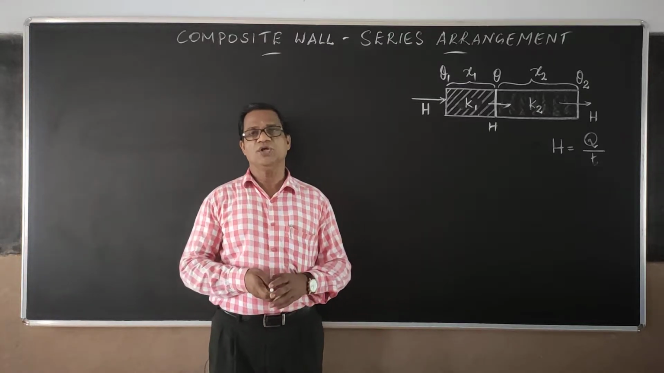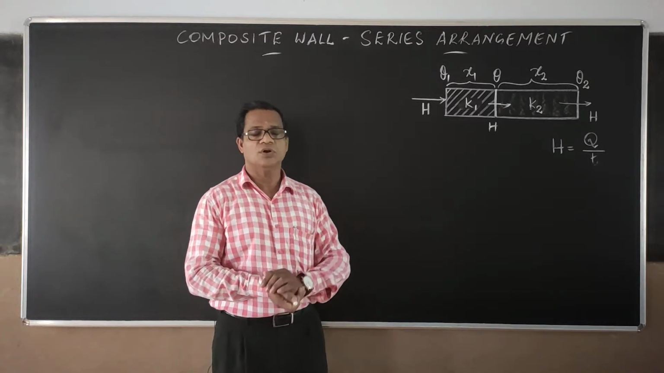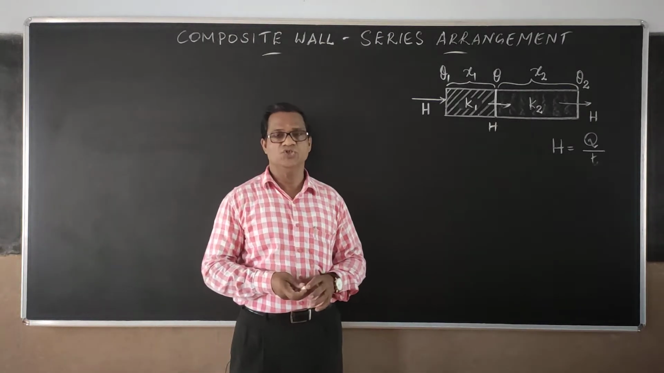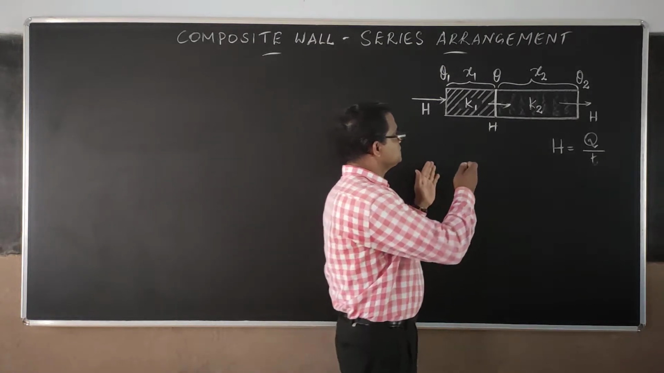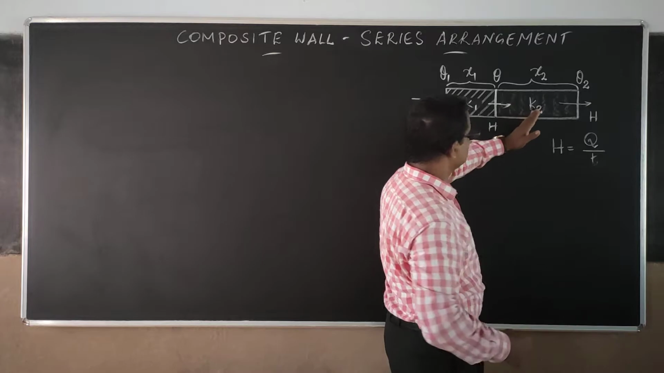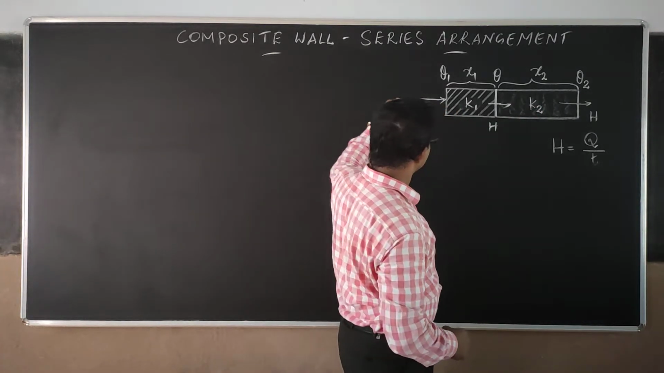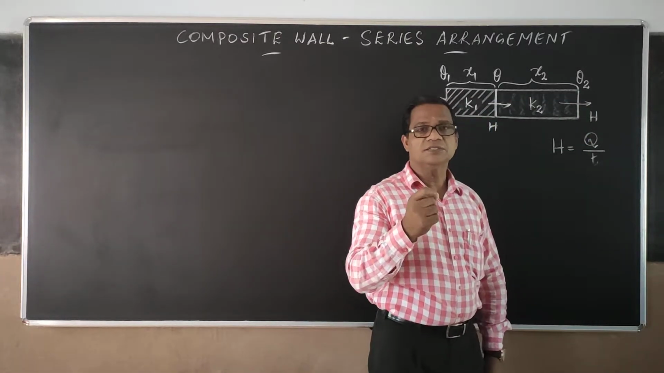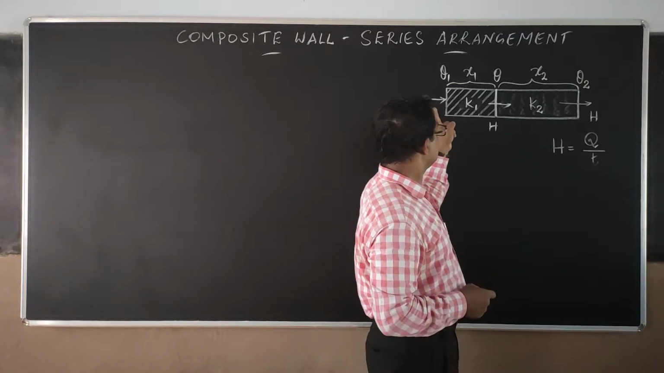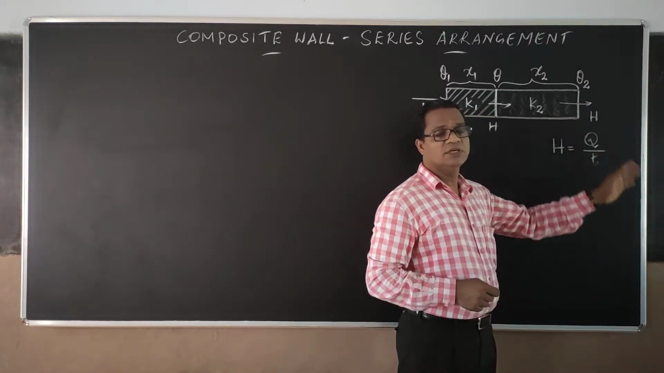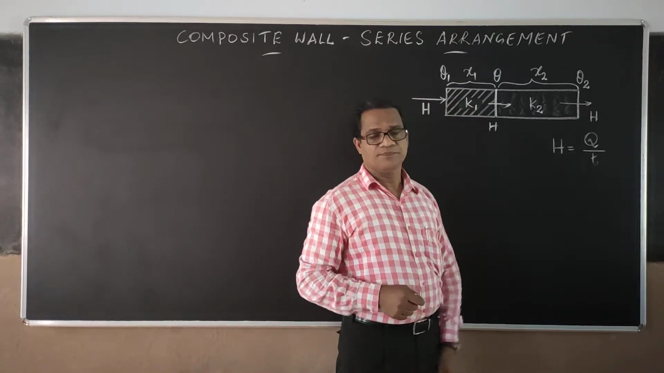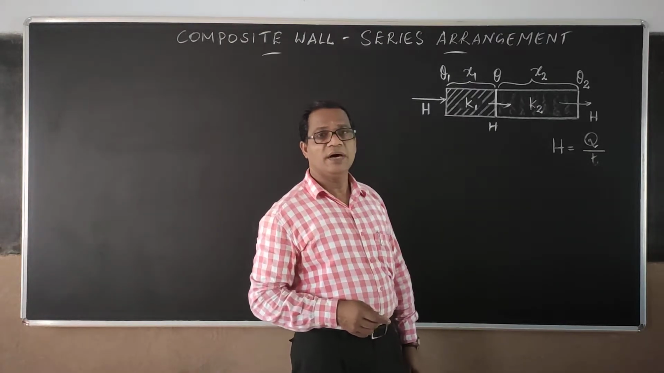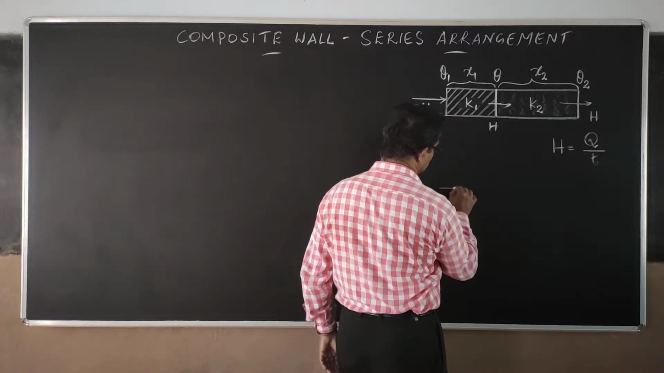Now in this small video we discuss the combination of slabs, or what you say, the composite wall arrangement. If two connecting slabs are connected like this, and the heat energy is flowing from left to right, at steady state we can find that the same heat current is flowing through both the slabs.